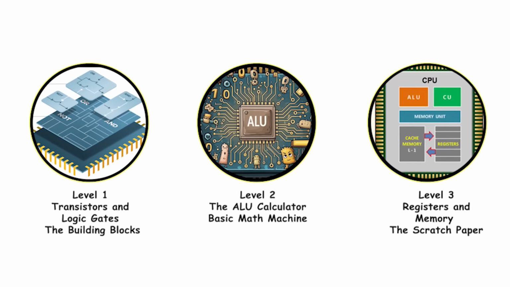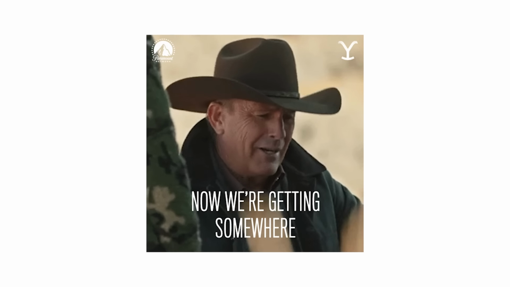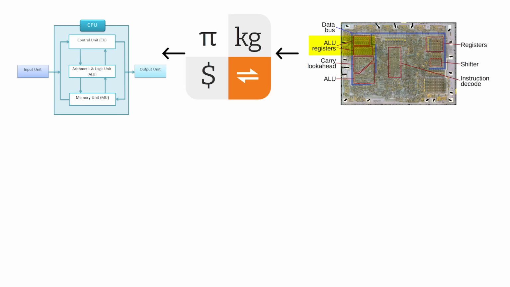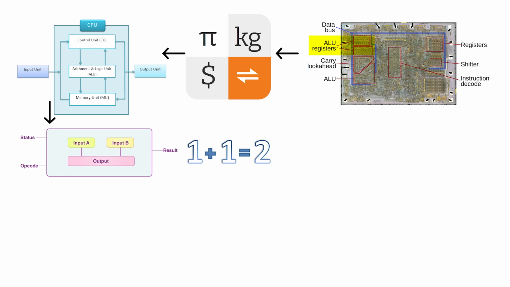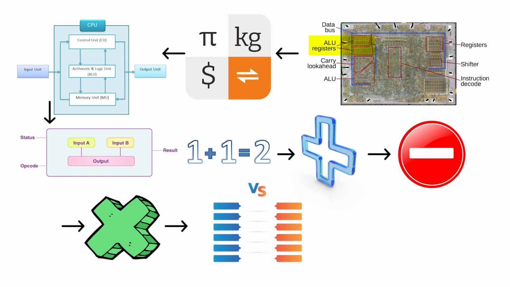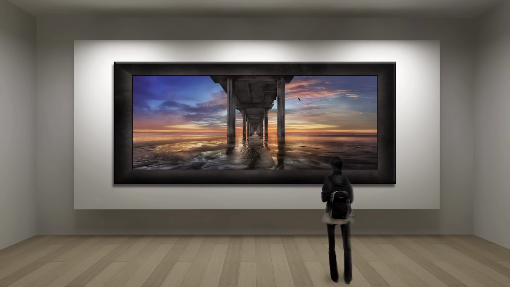Level 2, the ALU calculator, basic math machine. Level 2, the arithmetic logic unit. Still pretty basic, but at least we're getting somewhere. The ALU is like a super fast calculator built into the CPU. But here's the thing, it can only do really simple math. Addition, subtraction, multiplication, and some basic comparisons. That's basically it. If you think this calculator is what makes computers powerful, you're missing the bigger picture.